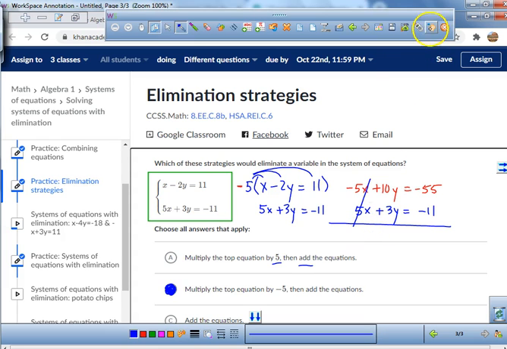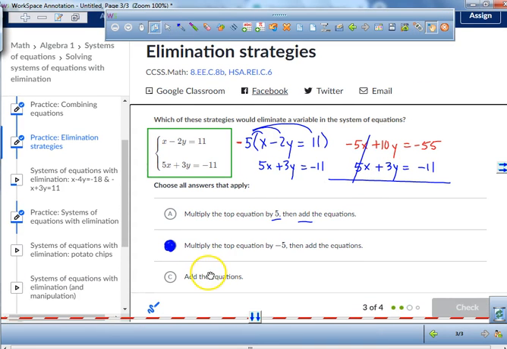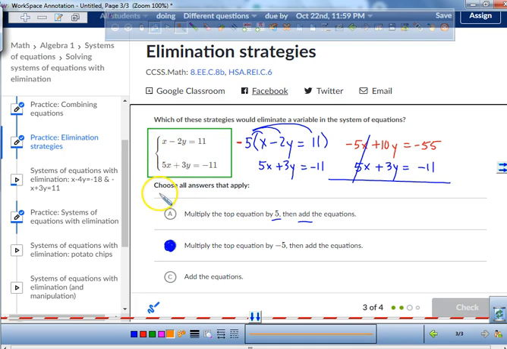Okay? Now, you see answer choice C, it says add the equations. So right now, I want you to take a look right here. We're just going to add the equations right here in orange. What's x plus 5x? 6x. What's negative 2y plus y? Just a y. And 11 plus a negative 11 equals 0. But do the variables get eliminated? No. So the only one that's going to work is the second one.